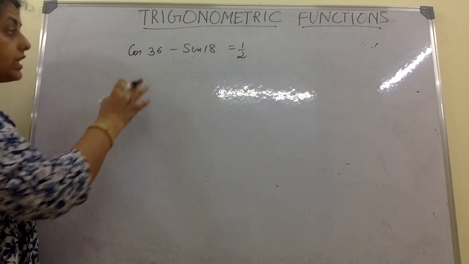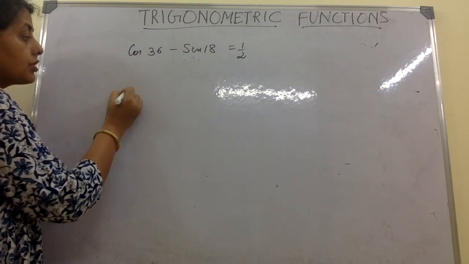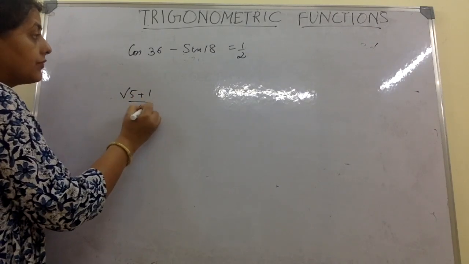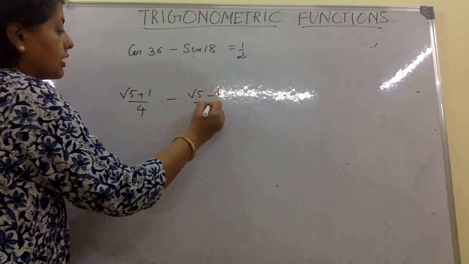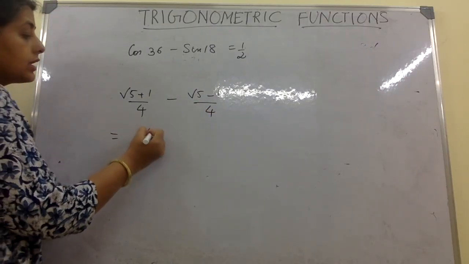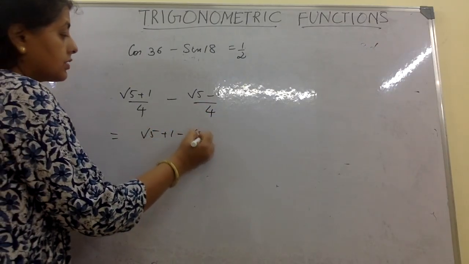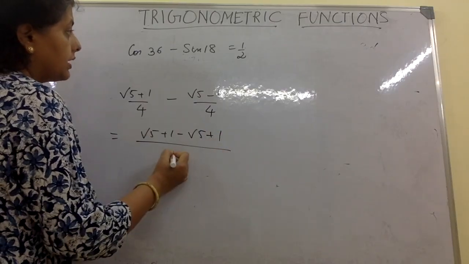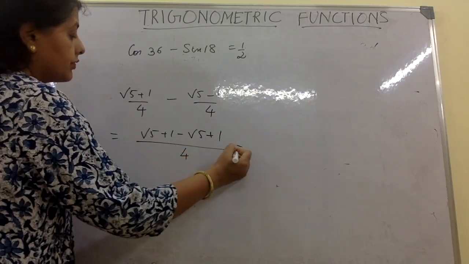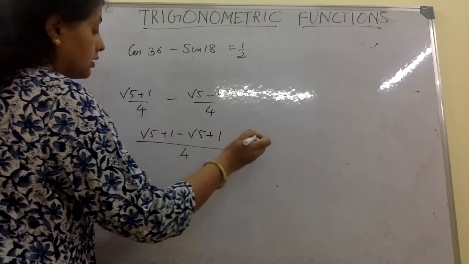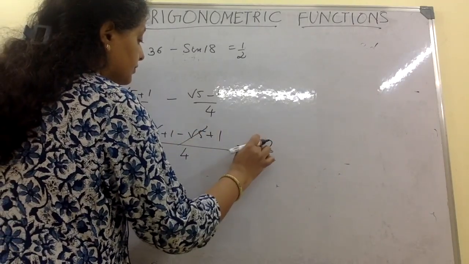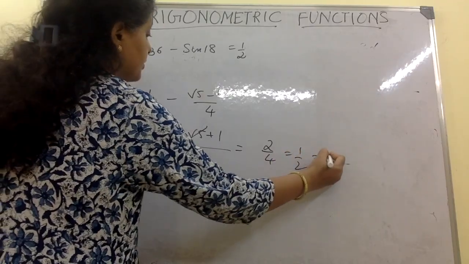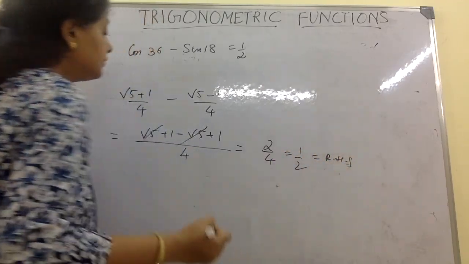So they have derived and given us the value of cos 36, root 5 plus 1 by 4, and they have given us the value of this also, root 5 minus 1 by 4. That is a very simple calculation, minus root 5 plus 1 by 4, which is equal to 2 by 4, which is equal to half, which is equal to RHS.